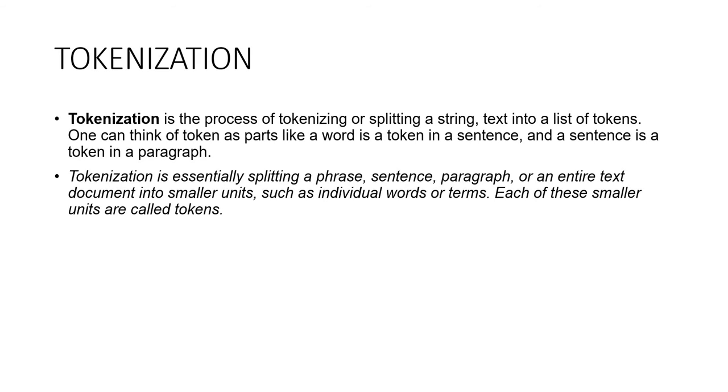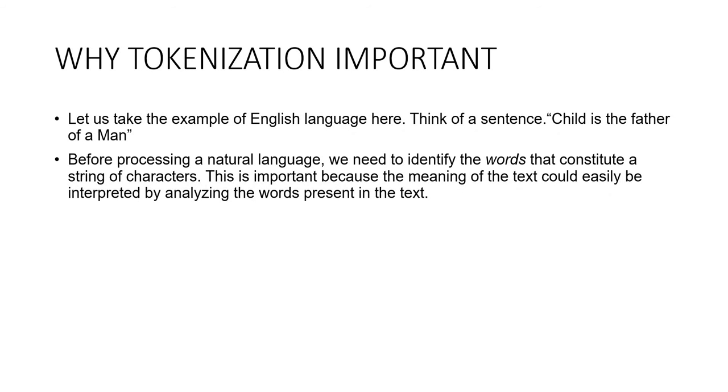One can think of a token as a part: a word can be a token in a sentence, and a sentence is a token in a paragraph. Tokenization is essentially splitting a phrase, sentence, paragraph, or an entire text document into smaller units such as individual words or terms. Each of these smaller units is called a token.